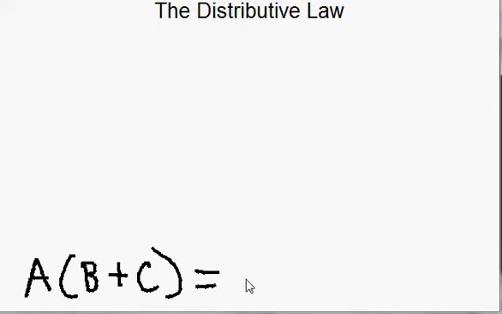The distributive law states that if you have a number a multiplied by b plus c in parentheses, that's the same as a multiplied by b plus a multiplied by c.